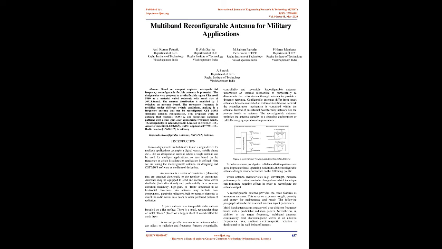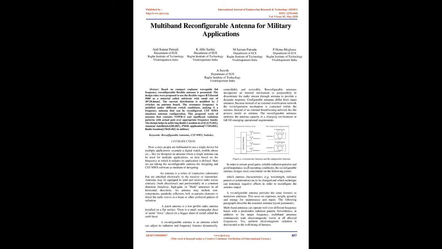An antenna is a series of conductors, elements, that are attached electrically to the receiver or transmitter. Antennas may be equipped to send and receive radio waves similarly, both directional, preferentially in a common direction, high gain, or omnidirectional in all horizontal directions. An antenna may include non-driven components, parabolic reflectors, horns, or parasitic elements to direct the radio waves in a beam or other preferred pattern of radiation.